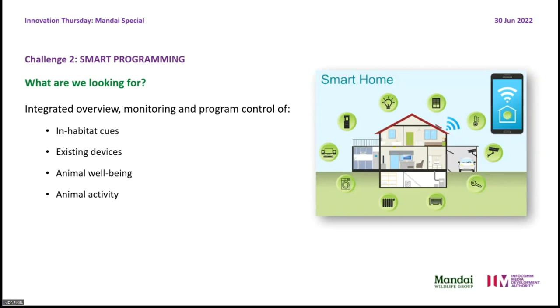And of course, some of the challenges that we have been developing, the in-habitat cue system is the challenge previously. There are also existing devices that we have already started to use. This may come in the form of automatic animal feeders. It can come to browse feeders. And it may even come in the form of triggering specific enrichment devices. And of course, with the smart programming, we hope to encapsulate all of our understanding into understanding whether all of these technologies are actually increasing our animals' well-being and, of course, our animal activity as well.